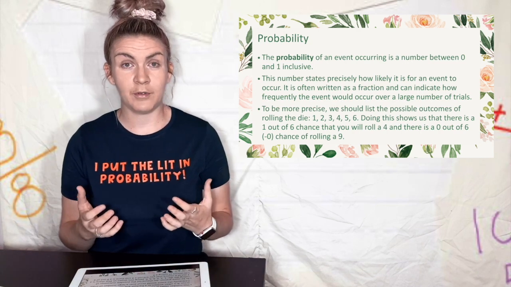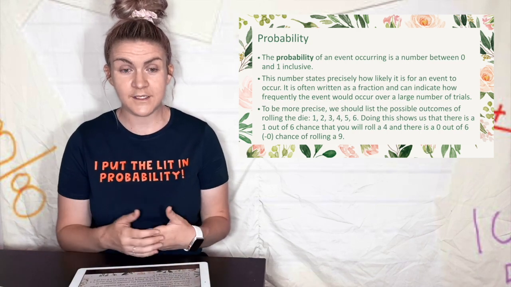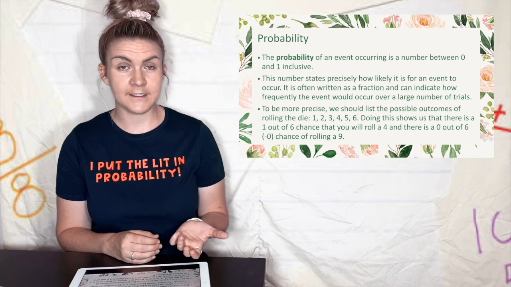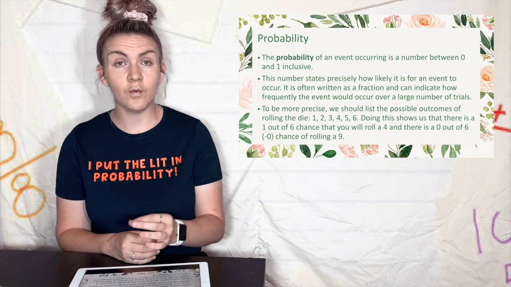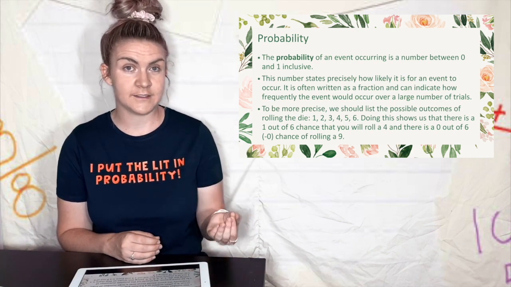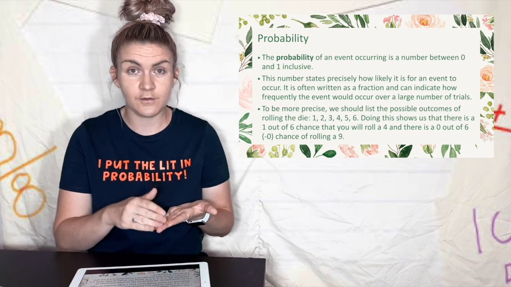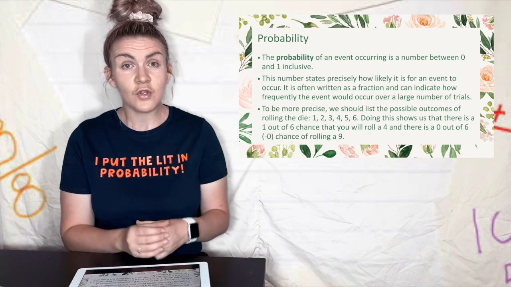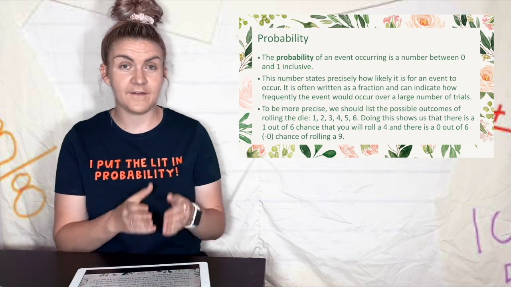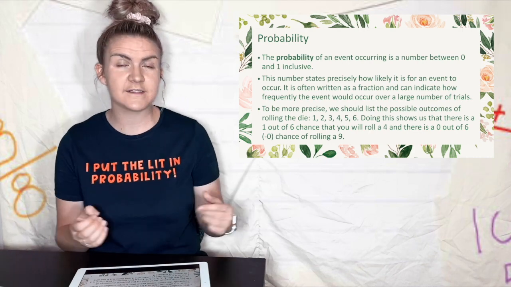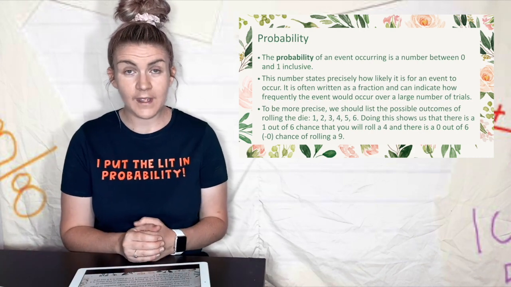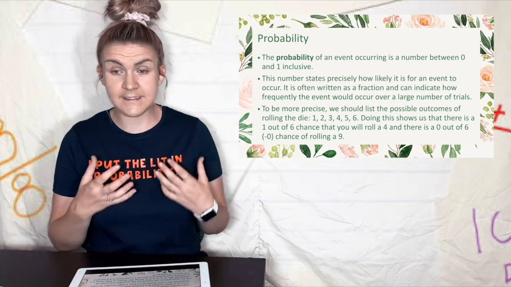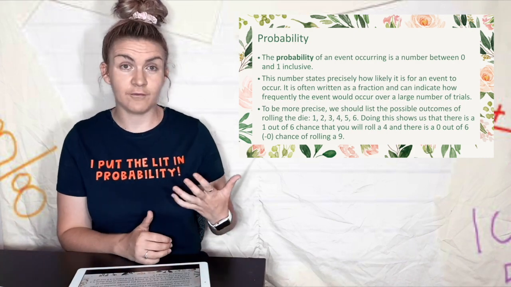When we're calculating probability, we want to be pretty precise. So in this example of rolling a dice, we would want to write out all the possible outcomes of rolling the dice, which would be 1, 2, 3, 4, 5, and 6. Doing this will really highlight that there is 1 chance out of 6 to roll the number 4. And it can also show that there is 0 out of 6 chance that we could roll a 9.